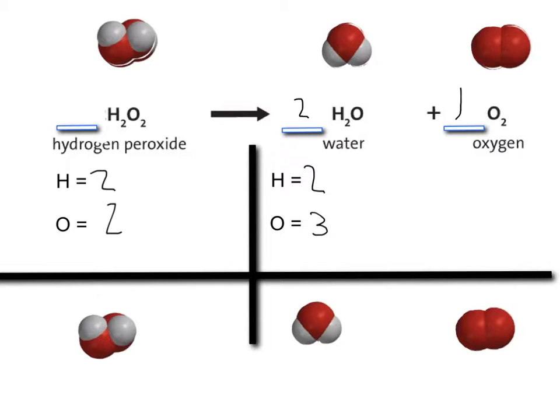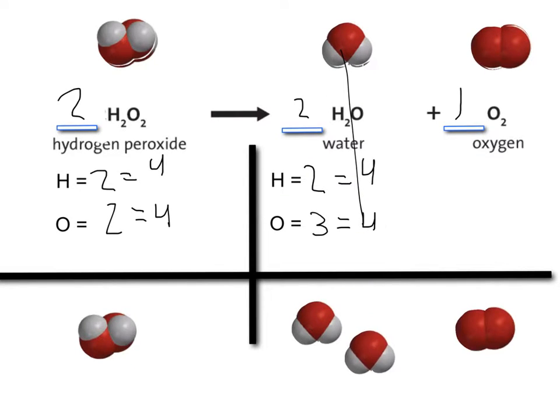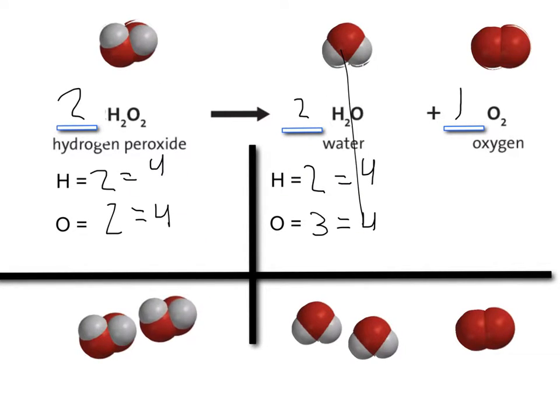So we turn that into 4, and hydrogen times 2 is 4. Now, knowing this, we can turn hydrogen and oxygen in hydrogen peroxide and multiply it by 2 in order to get 4 and 4. So knowing this, we drag these down, and now we've balanced our equation.